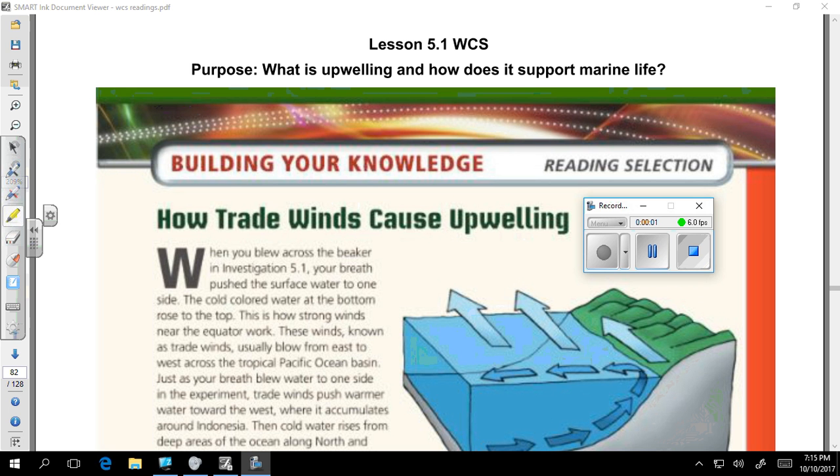This is Science 8 readings on Lesson 5.1 WCS. The name of this article is How Trade Winds Cause Upwelling. The purpose for reading this article is to answer the question, what is upwelling and how does it support marine life?